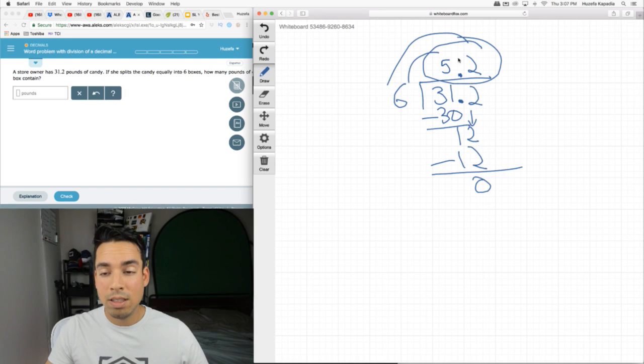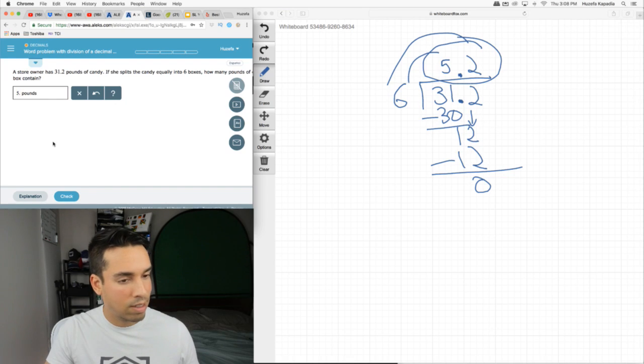I don't even have to worry about the decimal because I've lined everything up. I already put it up there, so there's no confusion. I'm not going to accidentally put 52.